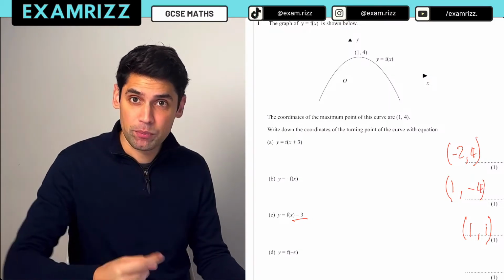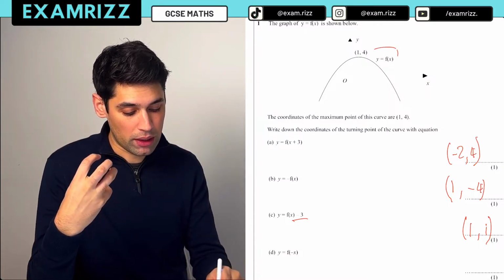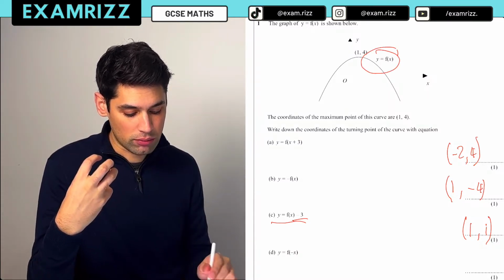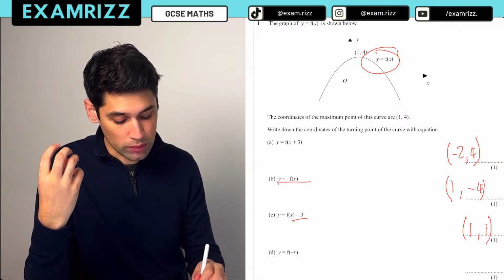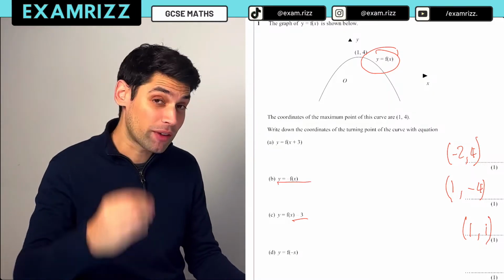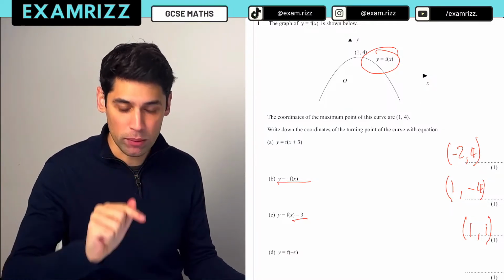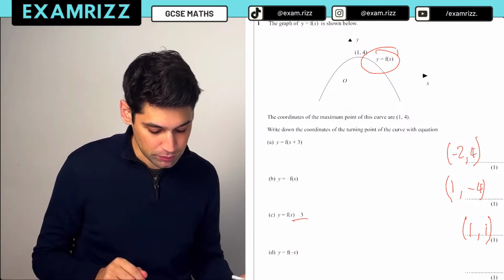I'll repeat that again. F of x, the original equation, in this question, has been multiplied by -1. We've identified it's a y transformation, so the y coordinates are going to be times by -1. That is how we do it.